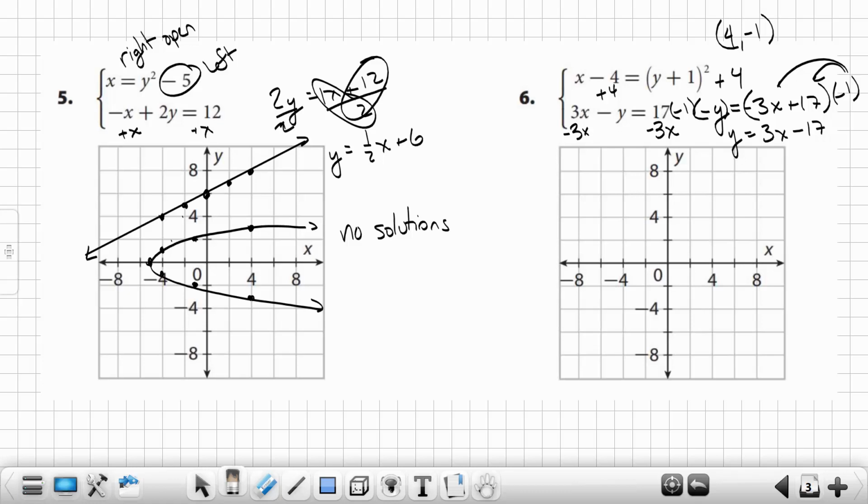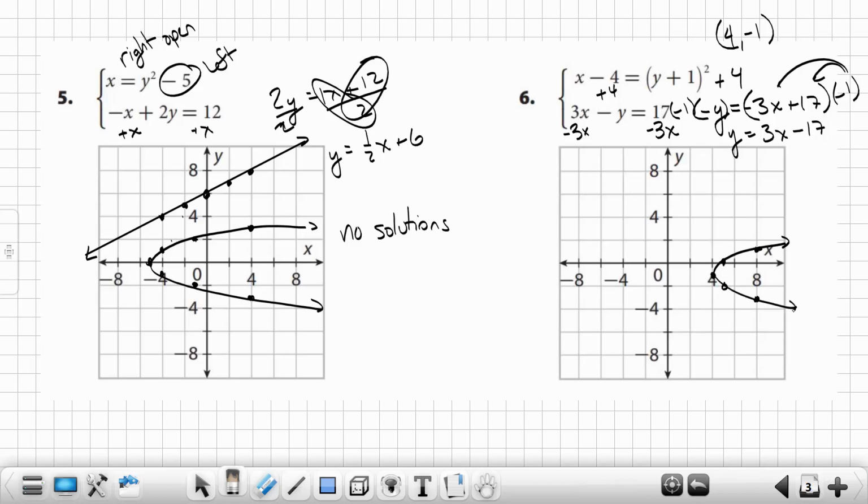Okay, so coming back to our parabola, it's right facing, and its vertex is at 4, -1. And so then we go out 1, right 1, out 2, 4. There's our parabola.